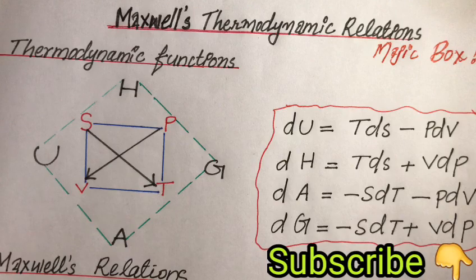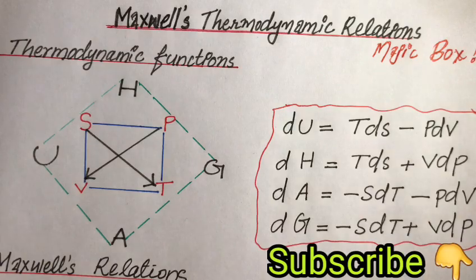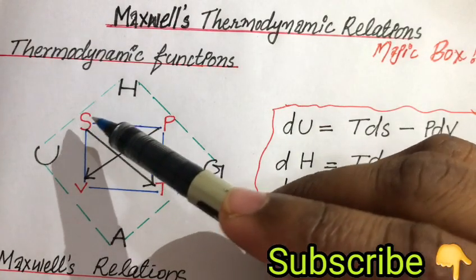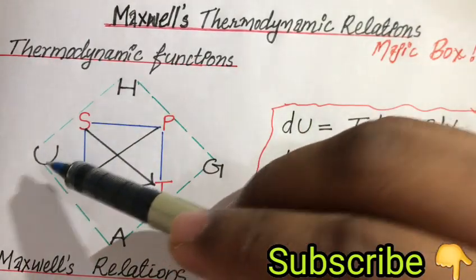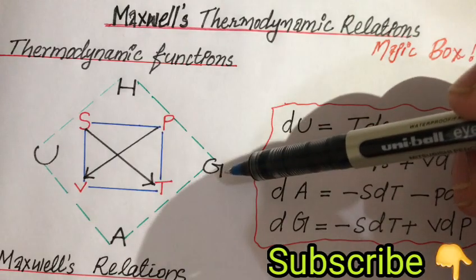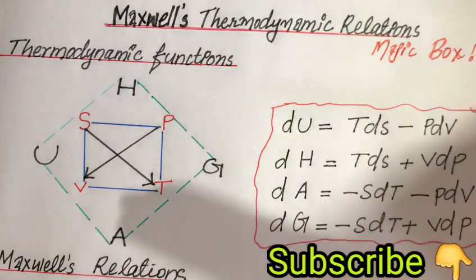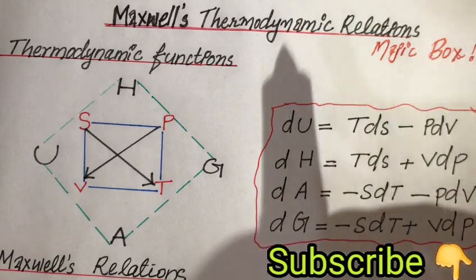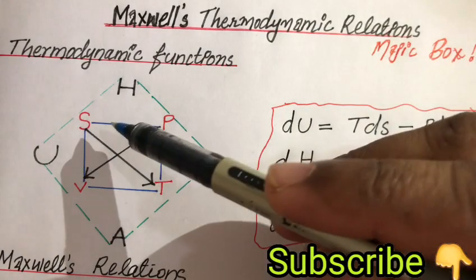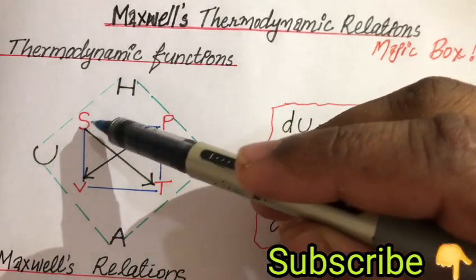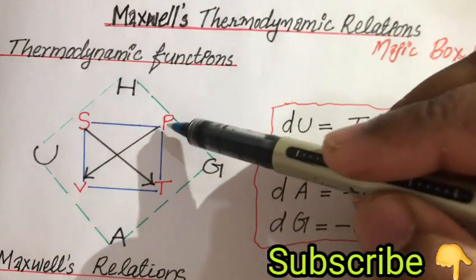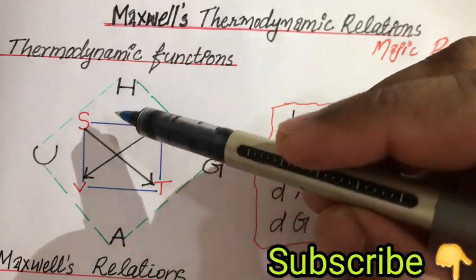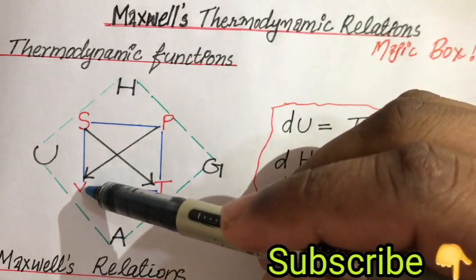Here we are discussing a magic box. First we are creating this. Here S is entropy, P is pressure, T is temperature, V is volume. U is internal energy, H is enthalpy, G is Gibbs free energy, A is Helmholtz free energy. First we make a small box. These are the state variables, S P V T. The shortcut is: Satya Prakash is very talented.